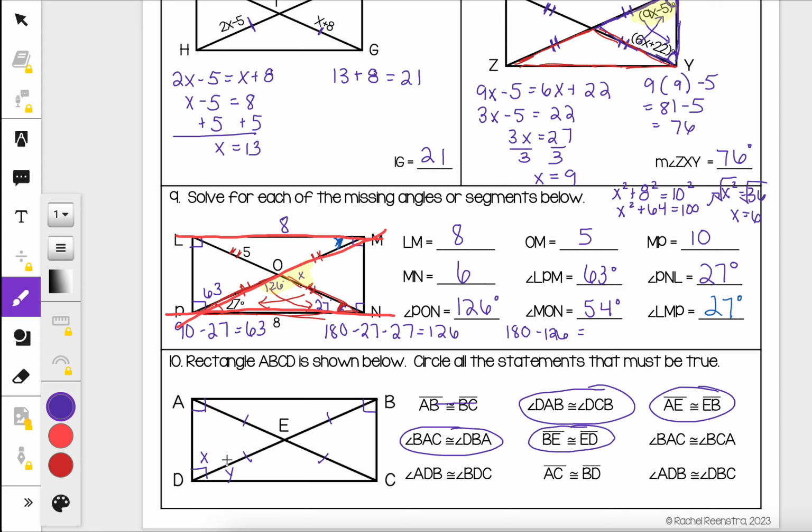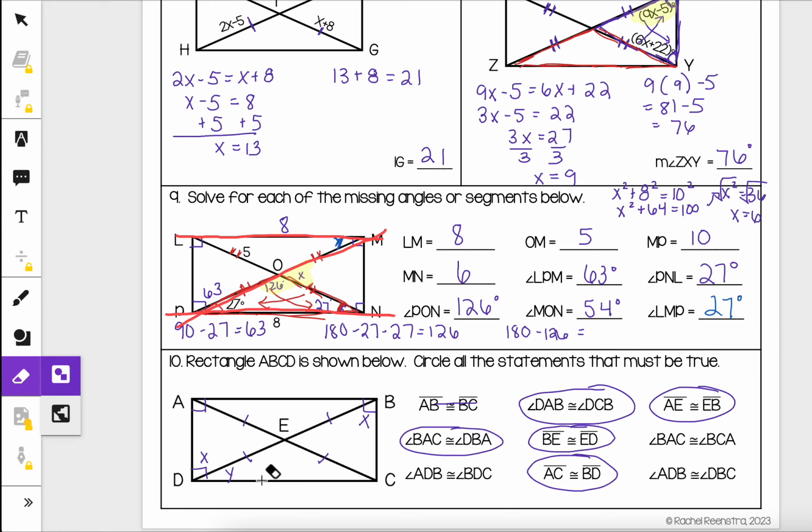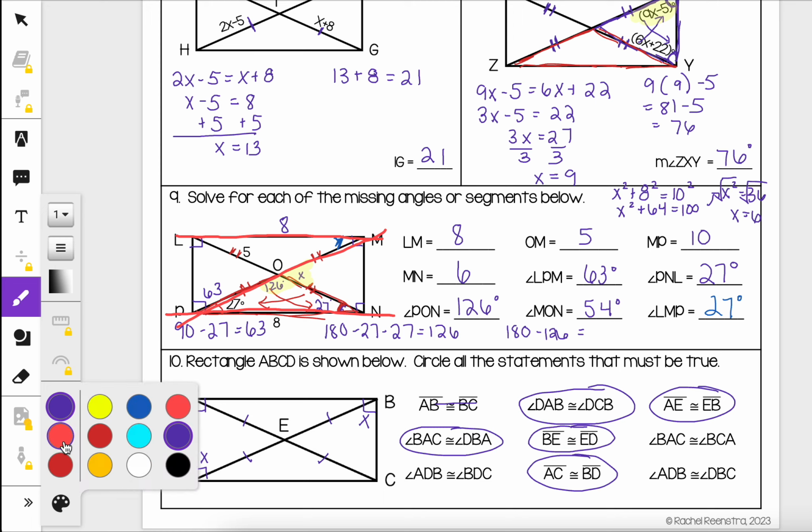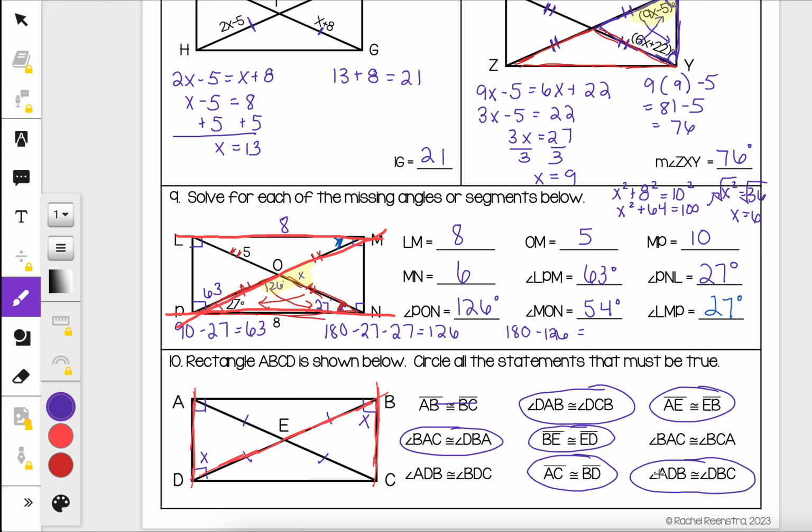Segment AC is congruent to BD. Those are both my diagonals, so I know those have to be true. And then angle ADB is congruent to DBC. So ADB and DBC, those are going to be congruent. Again, those are my alternate interior angles. So I have my parallel sides, my transversal. All right, so those are alternate interior angles, which means they must be congruent. And those are all the statements that we know are true.